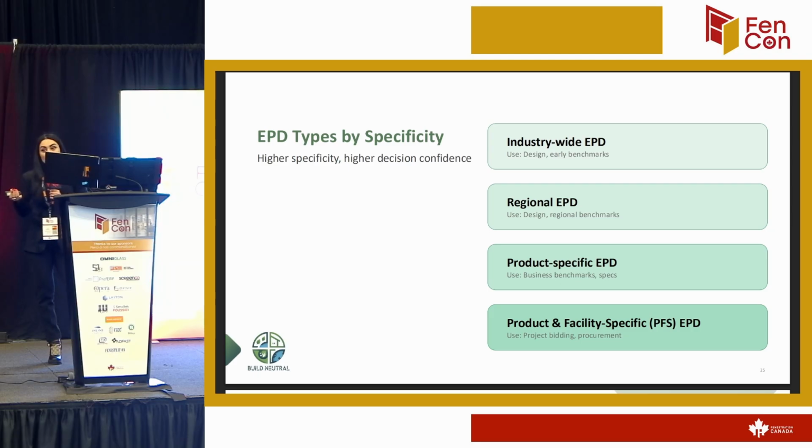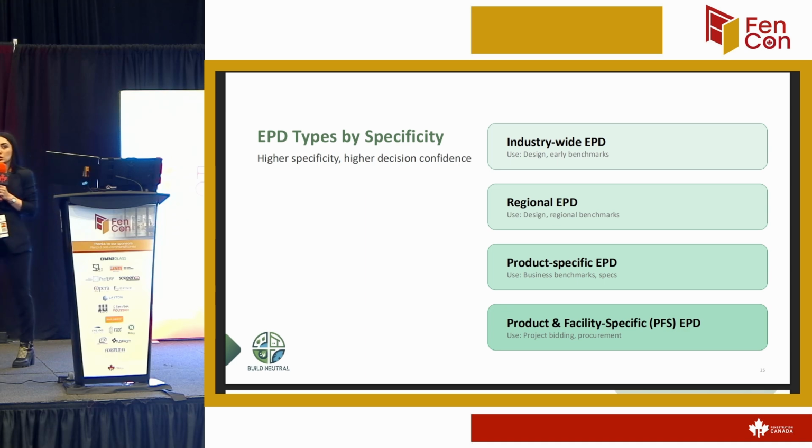Or we can have regional EPDs. We can say, okay, in the Metro Vancouver area, all these manufacturers that exist and contributed to developing EPDs, the average global warming potential is X amount. Then we have product-specific EPDs.